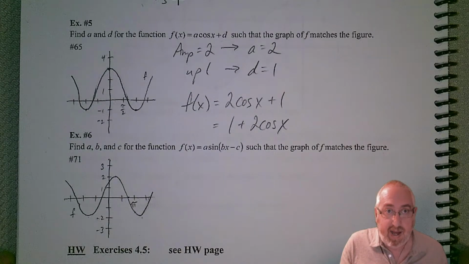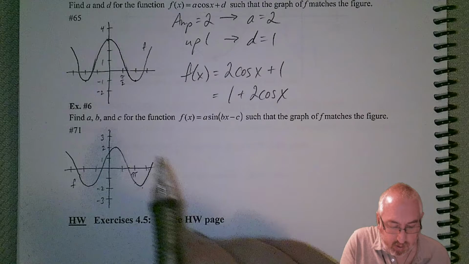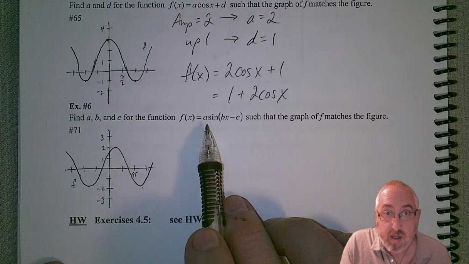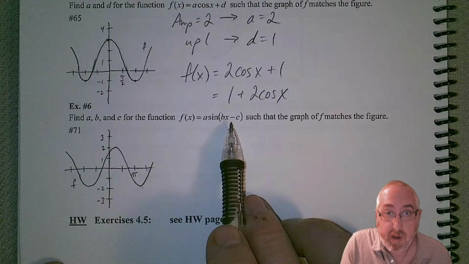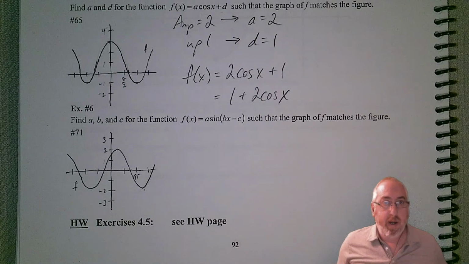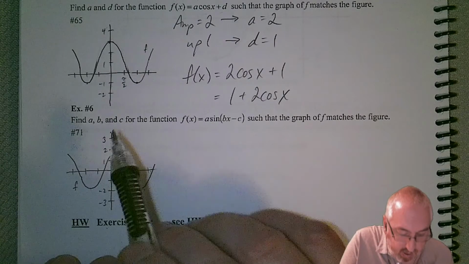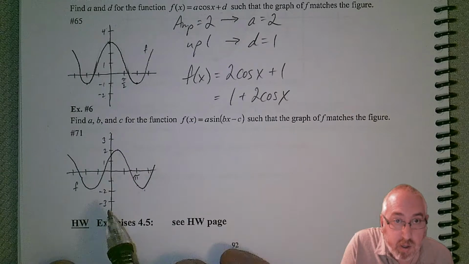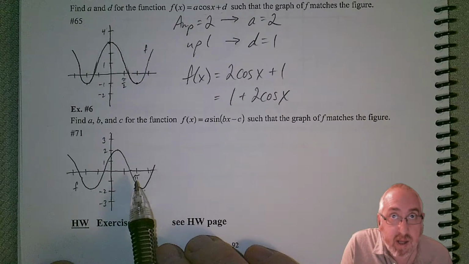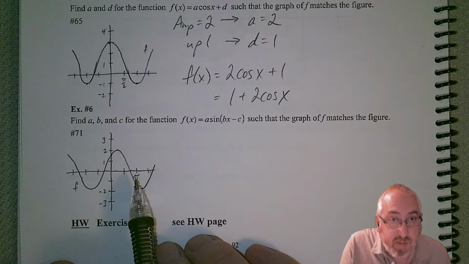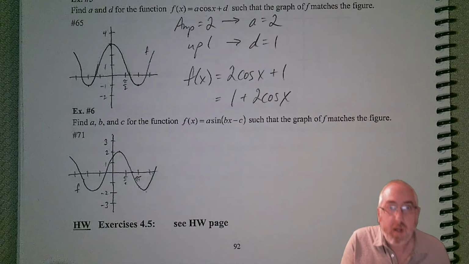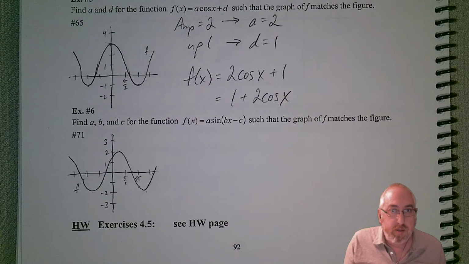The last one is very similar. Now we want to find A, B, and C for the function A sine of Bx minus C such that the graph matches the figure. All right, so we've got a little bit going on here, but we've got our scaling. Each dash is 1 unit, and we can see the second dash here is pi. If the second dash is pi, we should know this dash is pi over 2, and so on. So each dash is pi over 2 units.